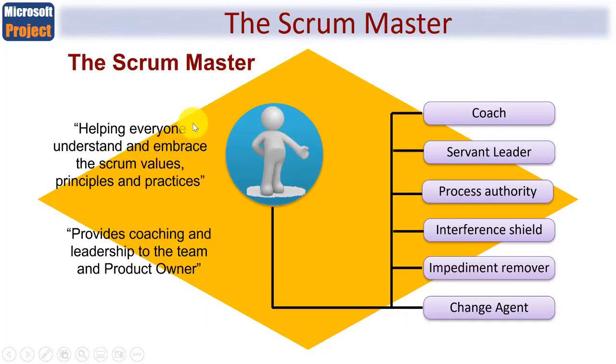This individual helps everyone understand and embrace the Scrum values, principles and practices. They also provide coaching and leadership to the team, as well as doing that to the product owner. So their main role is as a coach, as I've suggested. They perform something called a servant leader. In other words, they're there to remove roadblocks for the team and ensure they have the focus they need. They're the authority for the process, and they act as an interference shield for other people distracting the team themselves. They play their part in removing impediments, problems or issues if you will, and they act as an agent for change.